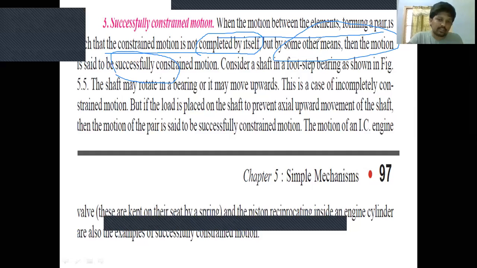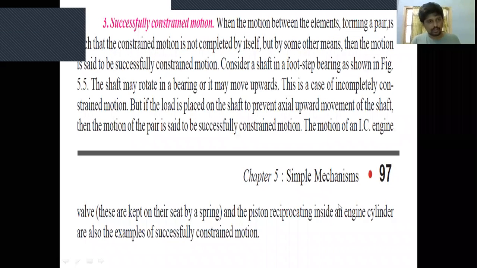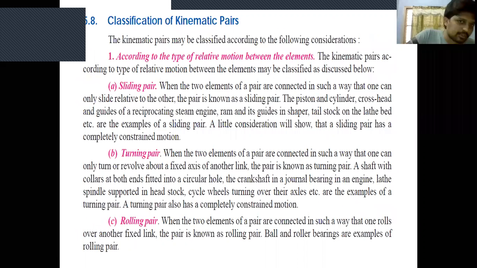Okay. So what is the need of finding these three constrained motions? We started learning about what a kinematic pair is. How do we define a kinematic pair? You have two links which are connected to each other. We have relative motion between them, and you are constraining any one motion of it. So it is a kinematic pair. To define constrained motion, we have three types, which are completely constrained motion, incompletely constrained motion, and successfully constrained motion, which we have done. Now you classify different types of pairs.